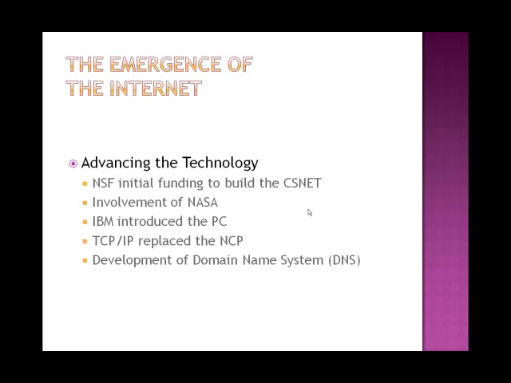But Ethernet and essentially the ARPANET didn't stop, and the technologies started advancing and becoming more and more sophisticated. And in the 70s, the National Science Foundation initiated funding to build a network that would connect a university system, and it was called CSNet. NASA later on got involved. The PC was introduced by IBM. And in the 80s, 1983, TCP/IP replaced the Network Control Protocol, or NCP.